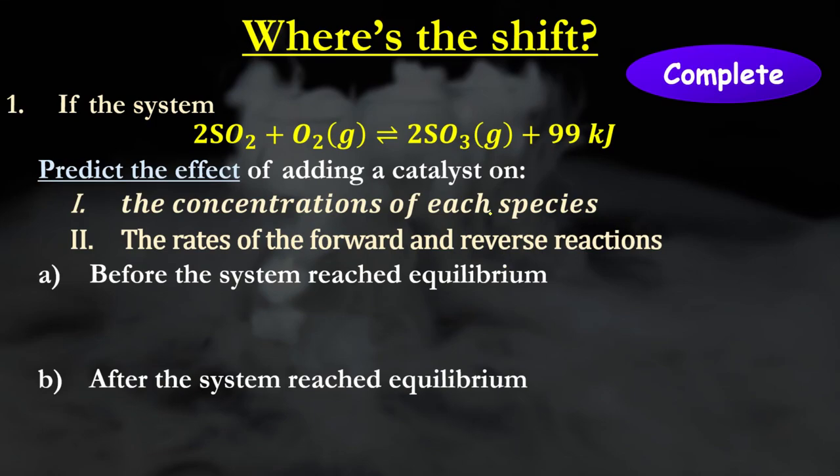Okay? So if we have a look at this question here, where's the shift? We have a chemical equilibrium here. What I want you to do is predict firstly the effects on each species before the system reaches equilibrium, when we add a catalyst, and also after equilibrium has been reached, the rate of the forward and reverse reactions due to this catalyst here. I'll pause it here if you want to have a go, but I'll go through the answer in 3 seconds.